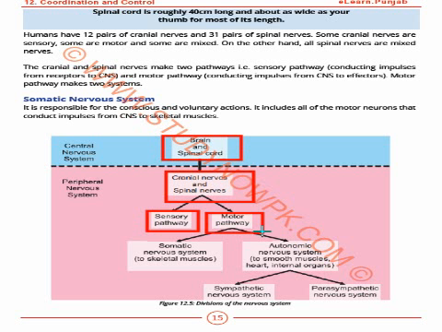So actually they are receiving the messages. And the motor pathway means they are sending the messages. They are taking the messages from the central nervous system to the effectors. Now again, motor pathway has two systems: somatic nervous system and autonomic nervous system. In case of somatic nervous system, it is responsible for the conscious and voluntary actions.